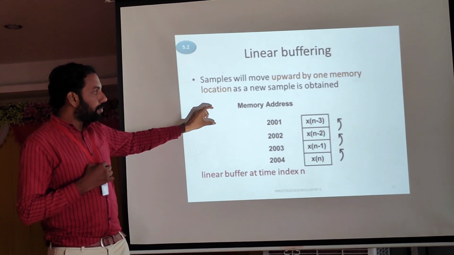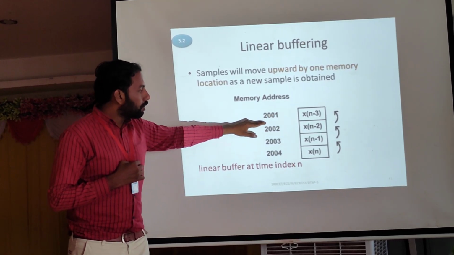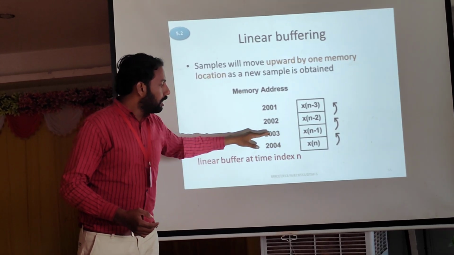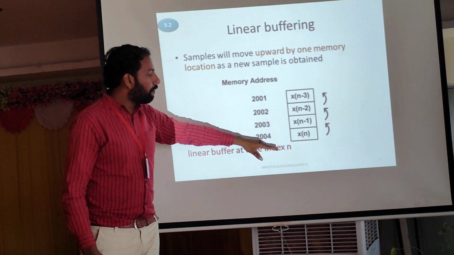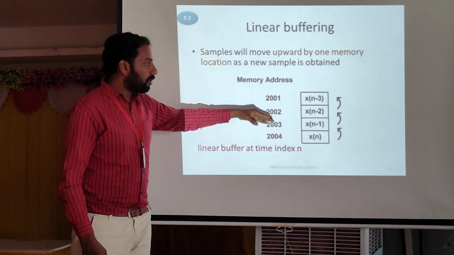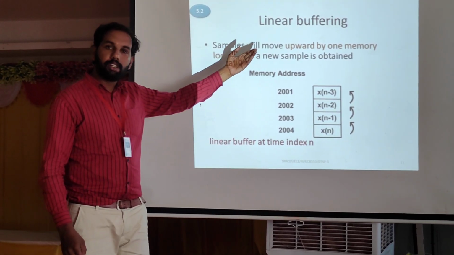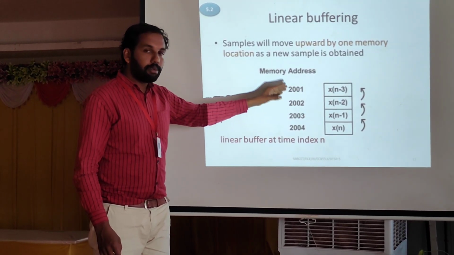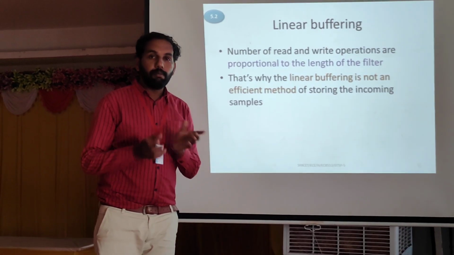Normally one sample is stored at each address. The first sample will be stored at 2001, the next sample at 2002, the third sample at 2003, and the new sample at 2004. Every time a new sample gets into the stack, the stack is overloaded and the older samples are pushed backwards: x of n-1, x of n-2, x of n-3, and so on. When the new sample gets into the stack, the old samples are shifted into the corresponding addresses. This is a linear buffer at the time of signal n.